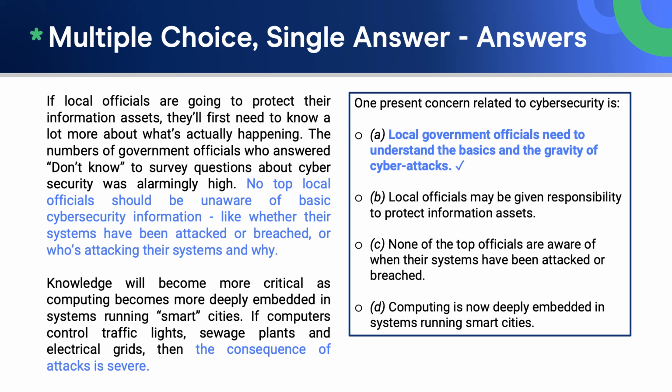All right, so the answer to the question, what is a current cybersecurity concern, is A. Local government officials need to understand the basics and the gravity of cyber attacks. This answer option is the best possible summary of the text. It captures the two main ideas of the text. The first being, local government officials need to understand the basics of cyber attacks, and the second idea being, local government officials need to understand the gravity of cyber attacks. You can see these two ideas in the text.